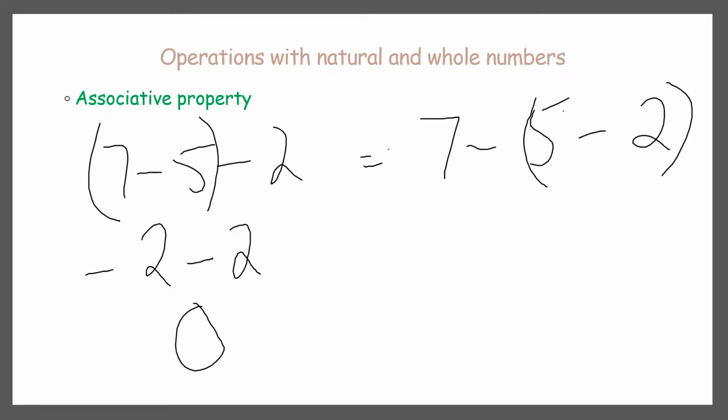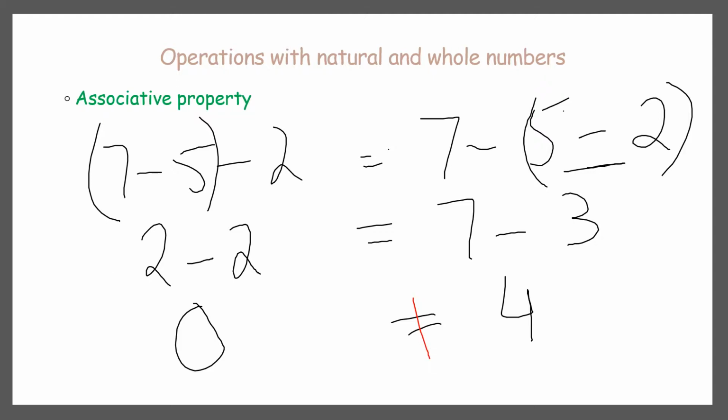But here we have to subtract first these two numbers, and 5 minus 2 is 3 and 7 minus 3 is 4. See, the result is not the same. They are not equal. 0 is not equal to 4. It means that associative property doesn't hold for subtraction because when we change the order, the result gets changed. Now let's check for the multiplication.